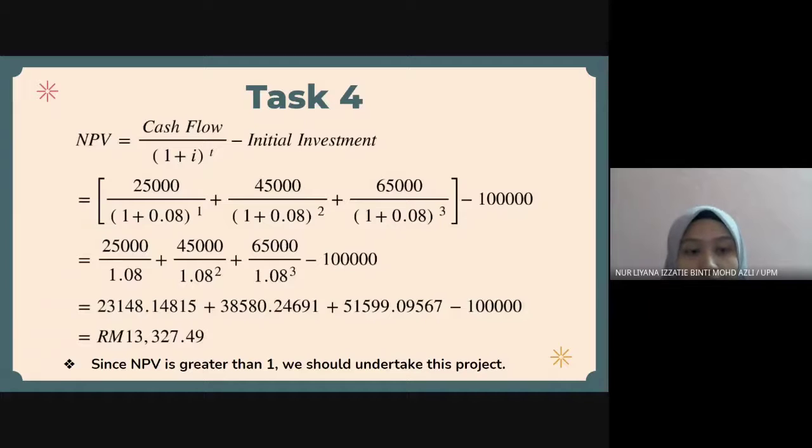So from this answer, it shows that the NPV value is greater than zero and it is larger. So we should undertake this project. Okay, next.